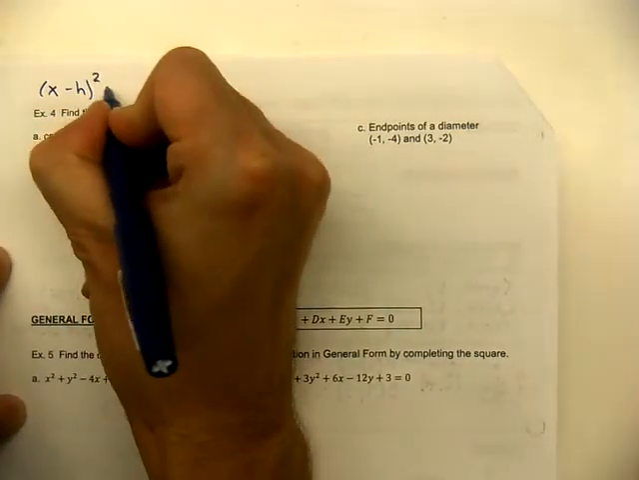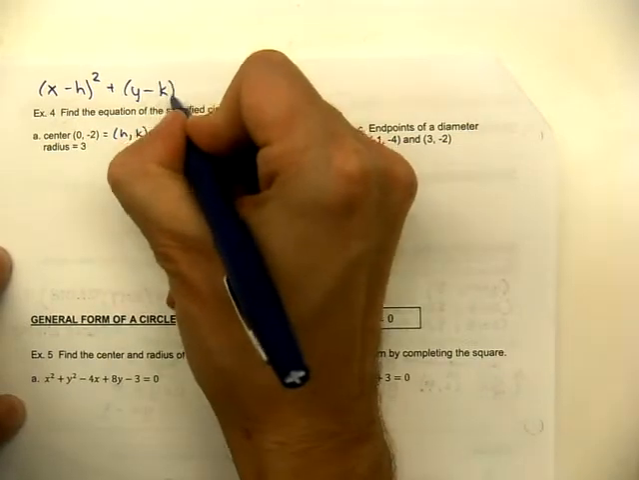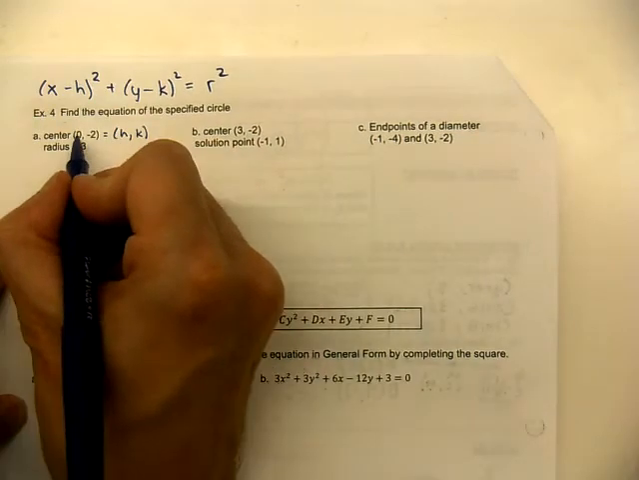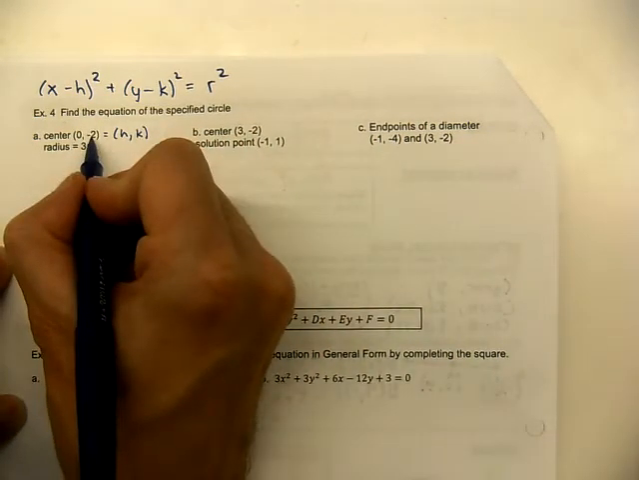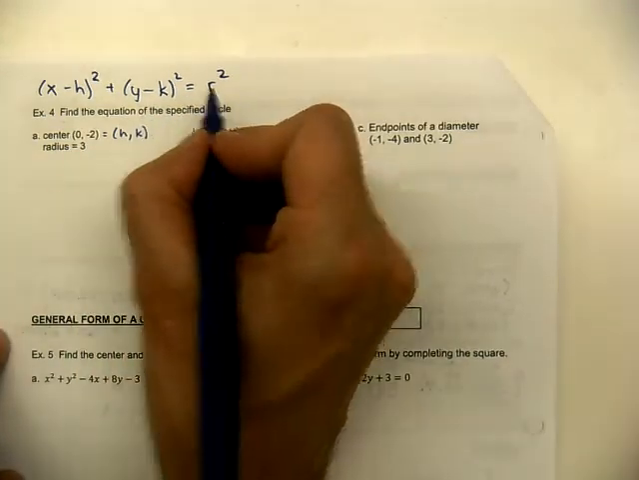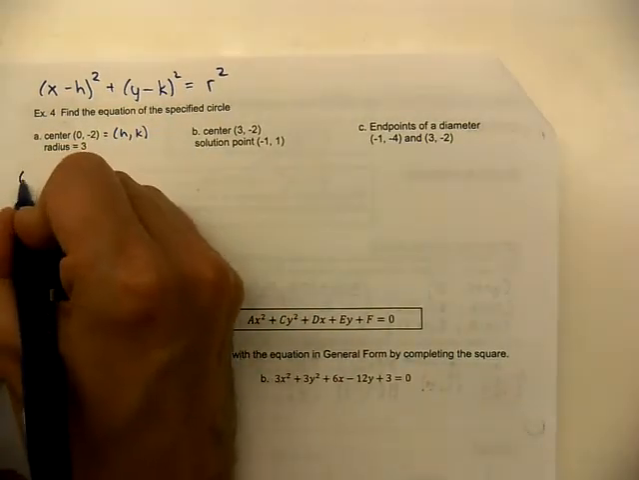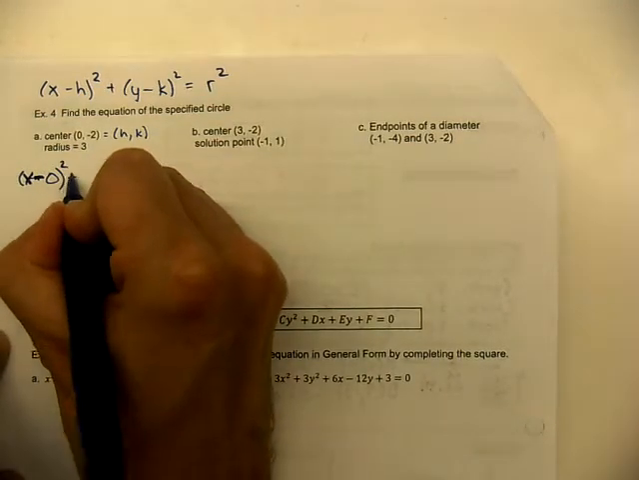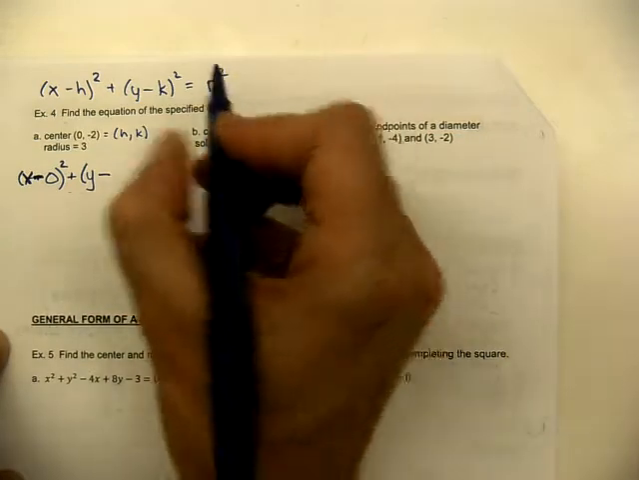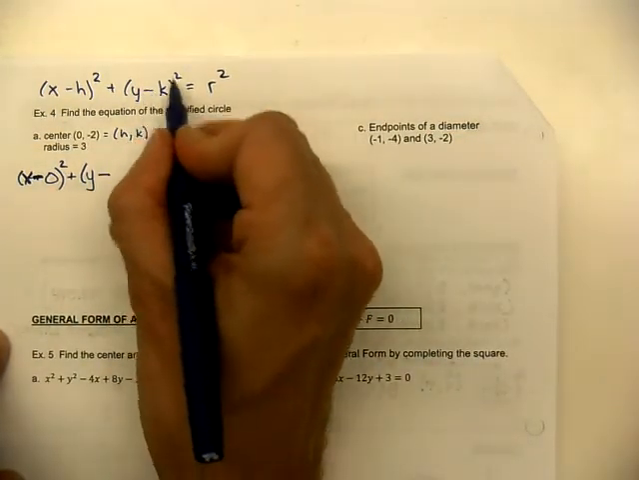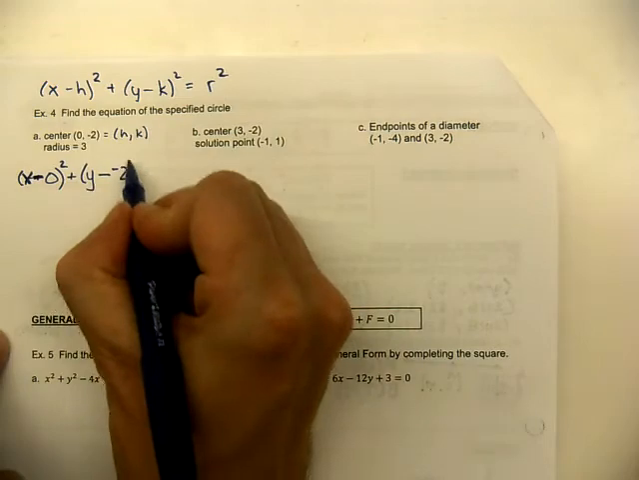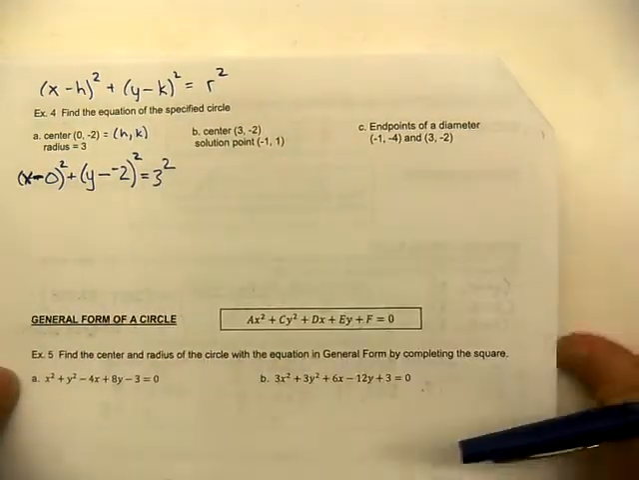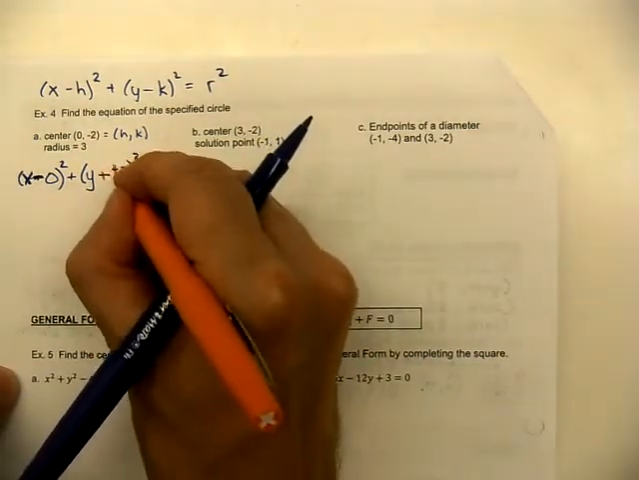X minus H quantity squared plus Y minus K quantity squared equals the radius squared. So in place of H, I'll drop in the 0. In place of K, I'll drop in the negative 2. In place of the radius, I'll drop in the 3, and it looks like this. So X minus 0 quantity squared plus Y minus. So there's the template, Y minus. The value of K is a negative 2. So notice our signs will change here in a moment. And then 3 squared. So when you're subtracting a negative, that turns into adding a positive.